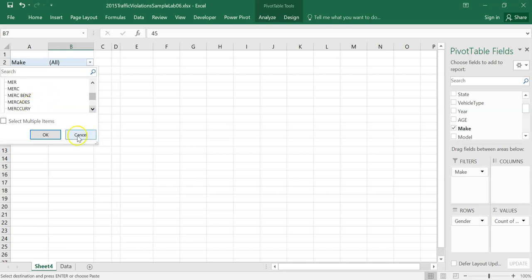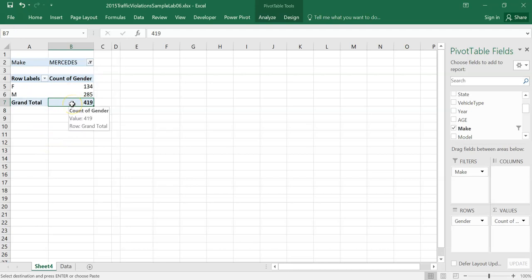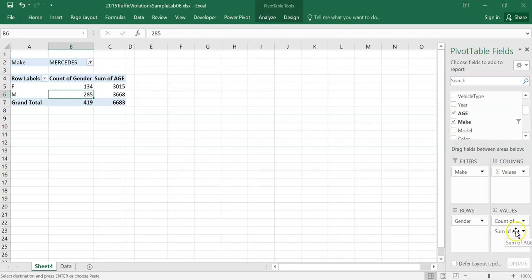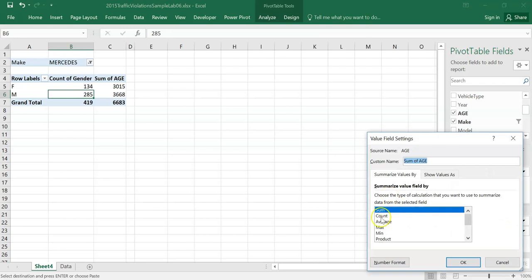Merc-Benz, Mercedes, Mercury, and there's other ones down here spelled differently. Mercy-Benz, Merced. We're going to go with the regular traditional spelling of Mercedes, which I need to get to. There we go. That one. Now I've only got 419 cars in the entire state. So I've got 134 females who got pulled over driving Mercedes and 285 males. But I want to know about the age of their vehicles. So I'm going to do two things with age. I'm going to drag it in here and turn it from sum to average.